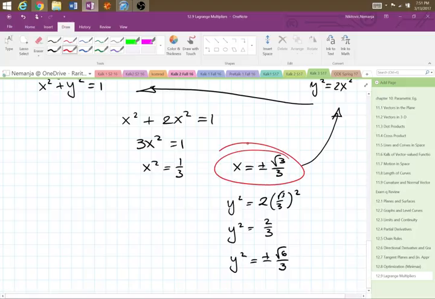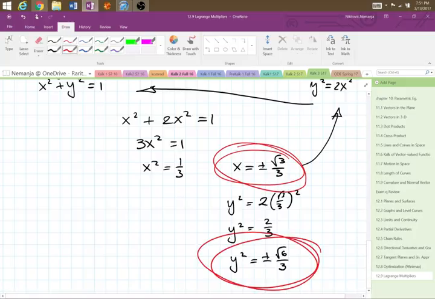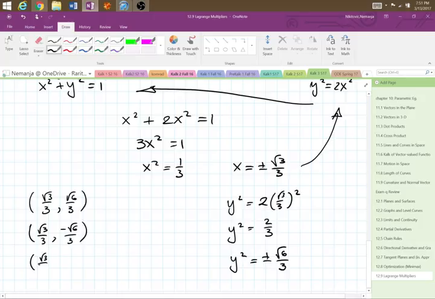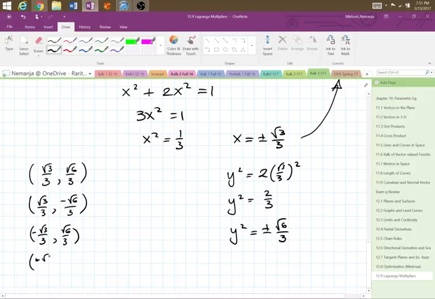So how many points do I get? I have a plus minus on x, plus minus on y. I'm getting 4 points for this Lagrange: root 3 over 3, root 6 over 3; root 3 over 3, negative root 6 over 3; negative root 3 over 3, root 6 over 3; and negative root 3 over 3, negative root 6 over 3.